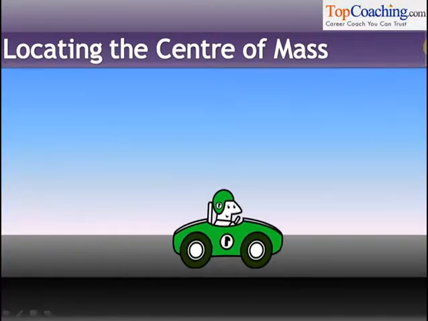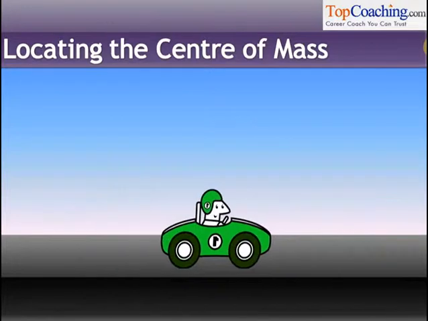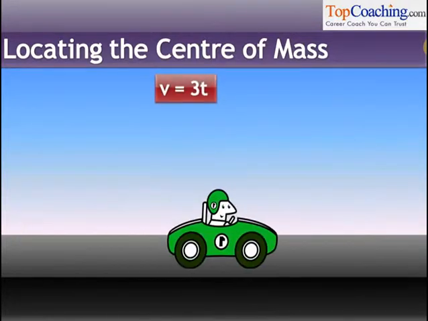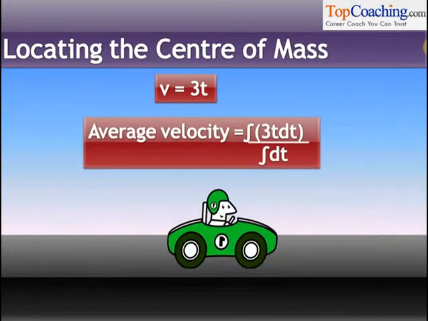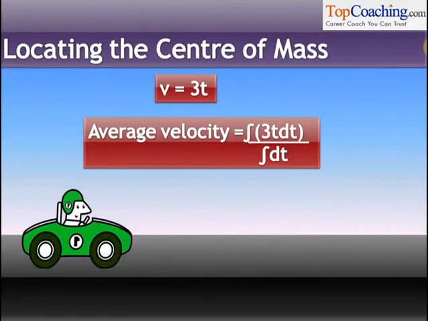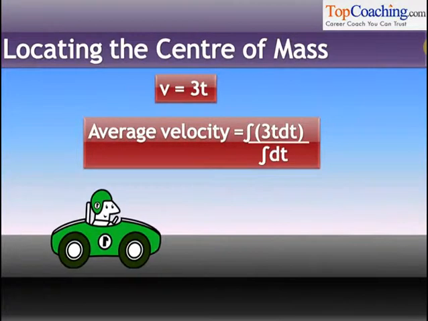So for example, this guy is traveling in a car and his speed keeps on varying. Let's say his speed is 3t. Then the average velocity will be integral f of t dt divided by integral dt. That is integral 3t dt divided by integral dt. The average value of any function of t will be integral of f of t dt divided by integral dt.